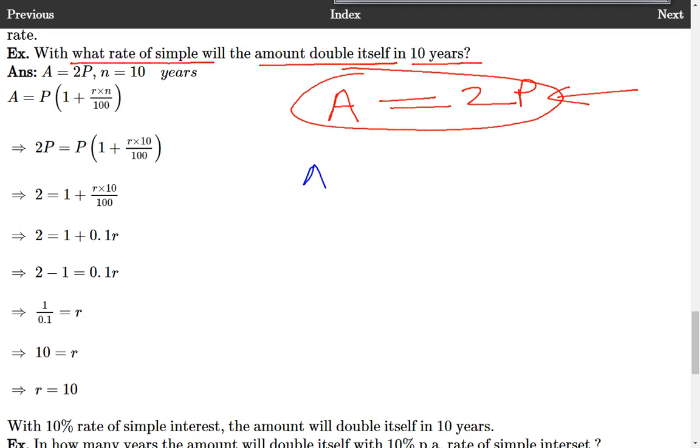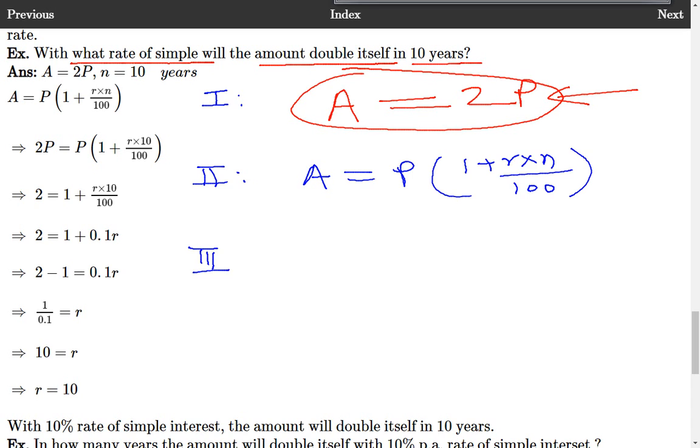Now first, again note the same steps. First step, write the given data. Second step, write down the formula. So I am writing the formula: A is equal to P into (1 plus R into N upon 100). Now third step, substitute the values and do calculations. What is given? A is equal to 2P. So 2P is equal to P into (1 plus R, number of years given, that is 10, upon 100).